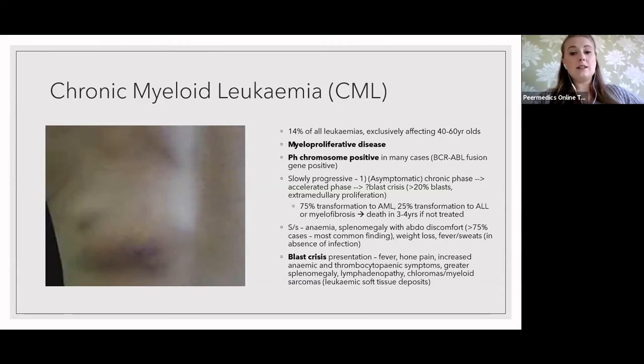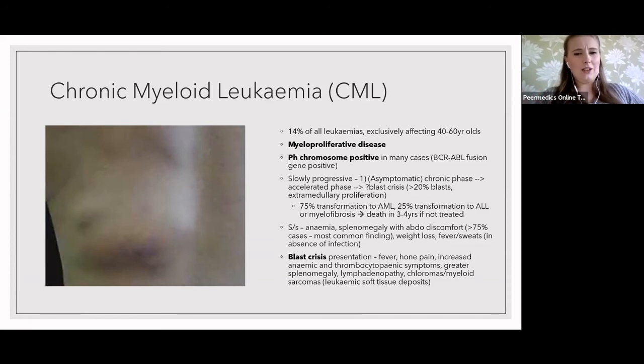So a blast crisis, we talked about that a bit just then, basically saying that it's when it all of a sudden gets to the end of being nice and slow, building up a bit. There's a spelling mistake there, that should say bone pain. So it would present all of a sudden with fever, bone pain, an increase of those pancytopenic symptoms. Your splenomegaly is going to get worse. You might get lymphadenopathy. And you might get these things called chloromas, or myeloid sarcomas, which are just deposits.